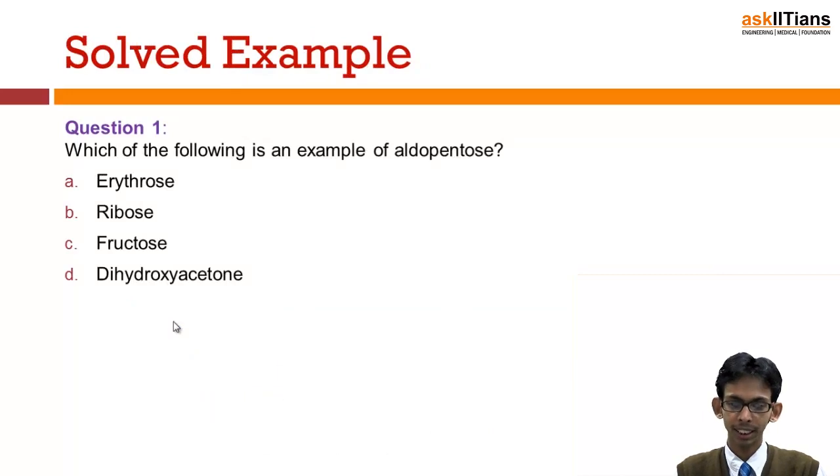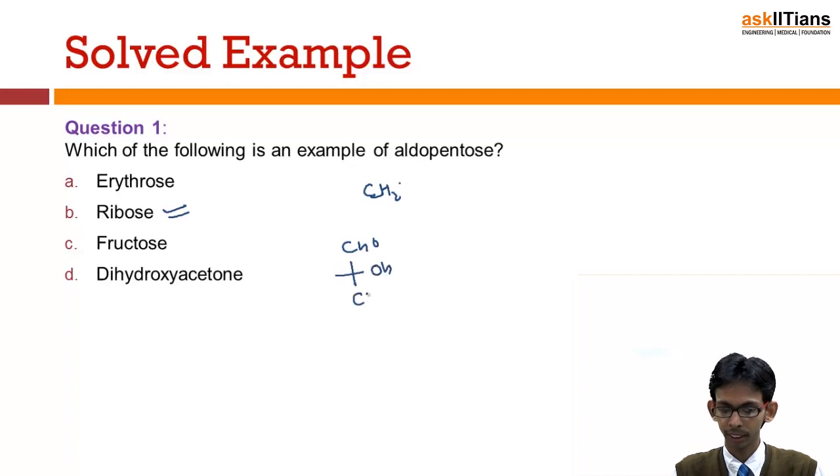Next is a solved example. Which of the following is an aldopentose? So we know ribose is an aldopentose. It has 5 carbon atoms, and it is formed by CHO, then OH, then CH2OH, then we move to CHO, OH, OH, CH2OH.